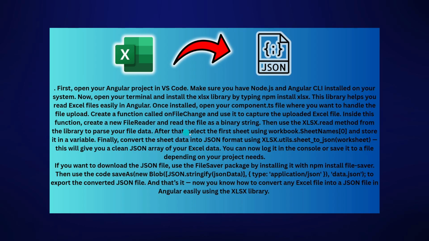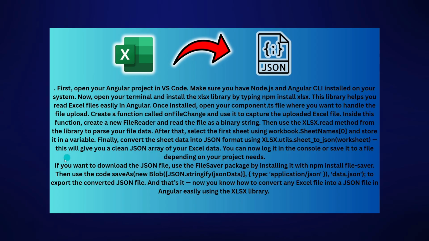After that, select the first sheet using workbook.SheetNames[0] and store it in a variable. Finally, convert the sheet data into JSON format using XLSX.utils.sheet_to_json(worksheet). This will give you a clean JSON array of your Excel data. You can log it in the console or save it to a file depending on your project needs.